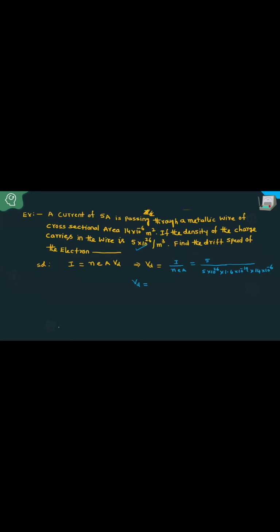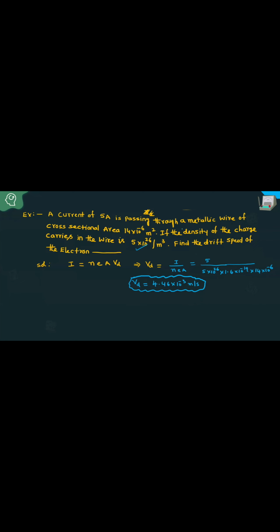The drift speed VD equals 5 by 5 into 10 to the power of 26, 1.6 into 10 to the power of minus 19, 14 into 10 to the power of minus 6. By simplifying this, how much can you get? 4.46 into 10 to the power of minus 3 meter per second. Is it correct? Did all of you get it? 4.46 into 10 to the power of minus 3 meter per second.